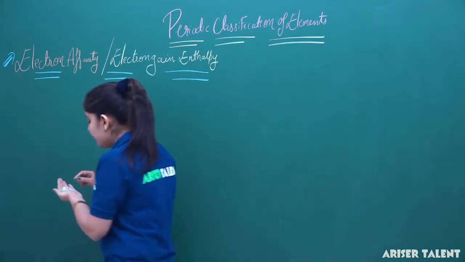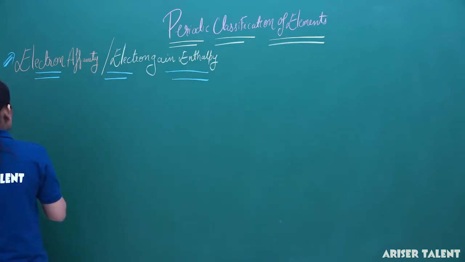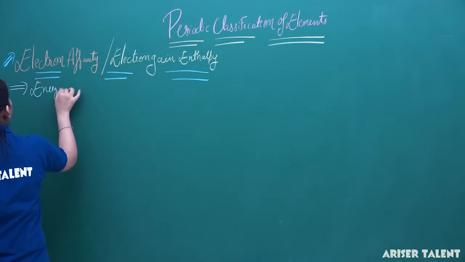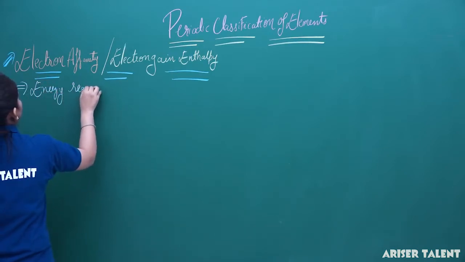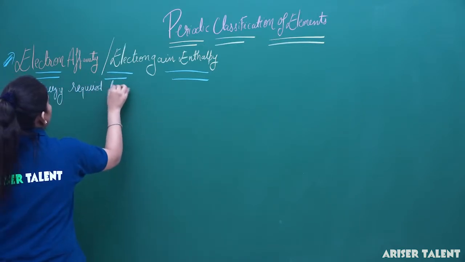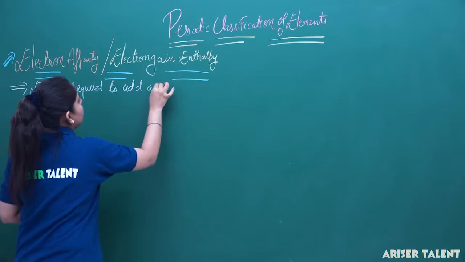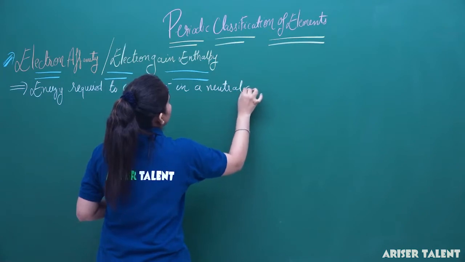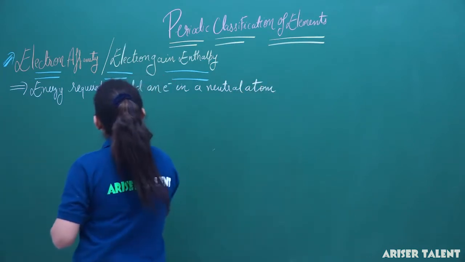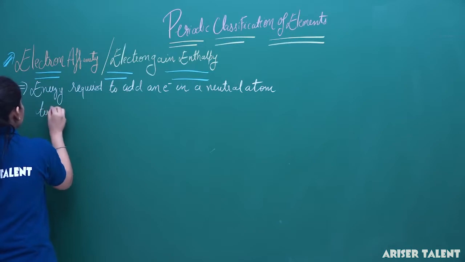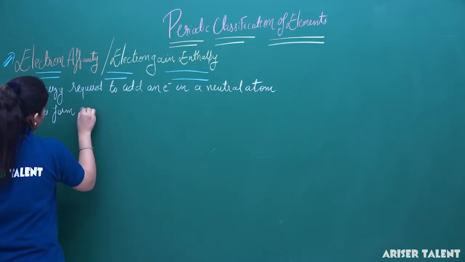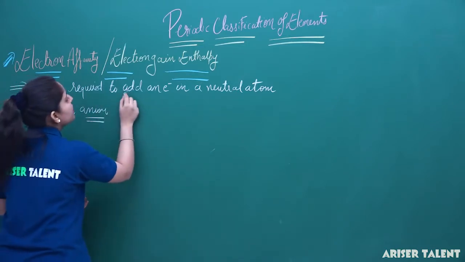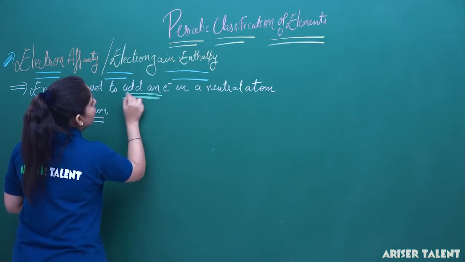So let's firstly consider the definition here. It is defined as the energy required to add an electron to a neutral atom to form an ion. It means an ion is formed and energy is basically added to add an electron.